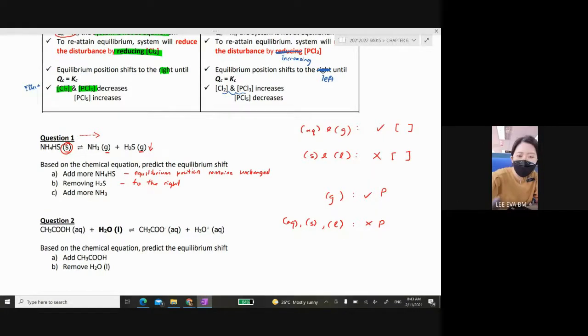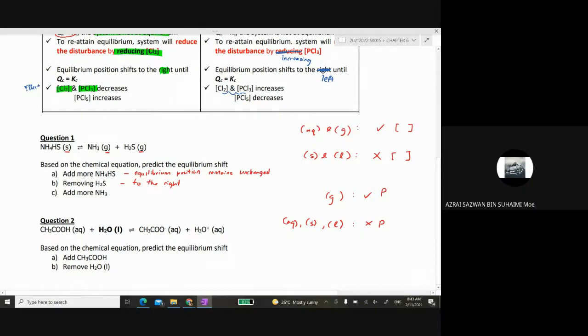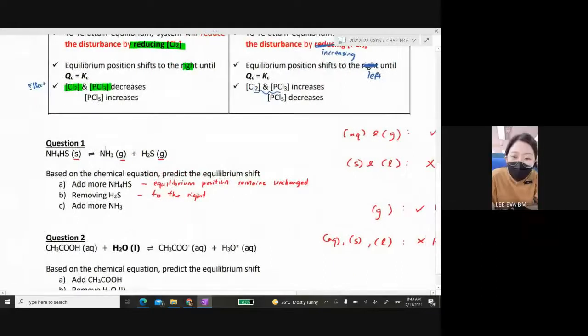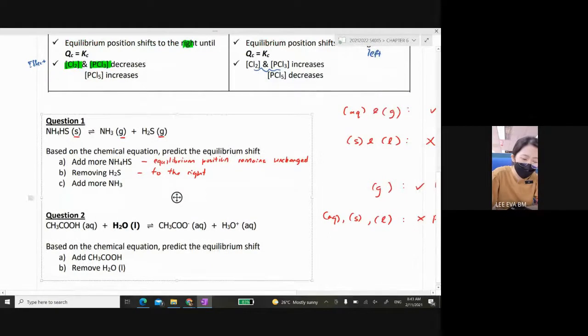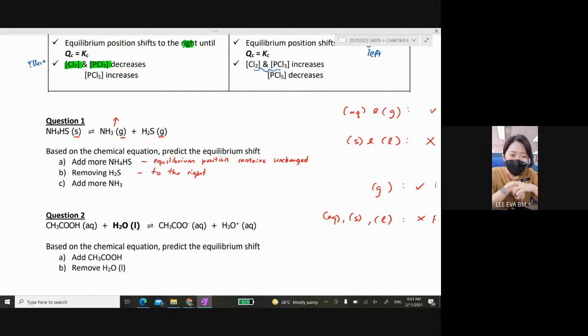Is the equilibrium going to shift to the left or to the right for the third scenario, if I add more NH3? Madam, tadi awak Farihin. Farihin, okay. So Farihin, to the left or to the right for the third scenario? Add more NH3, that means we increase the concentration, right? So towards the left or towards the right? To the left. Reason?